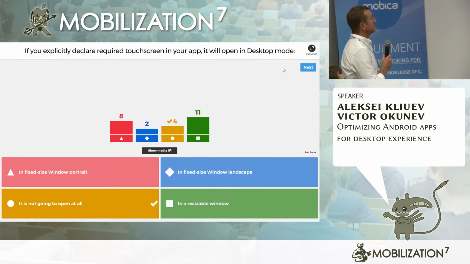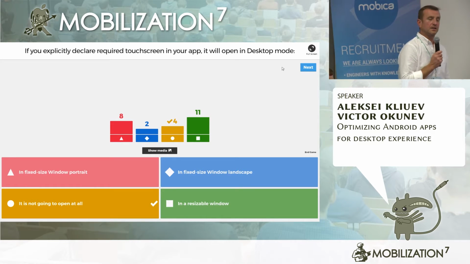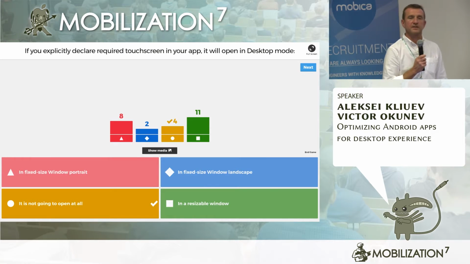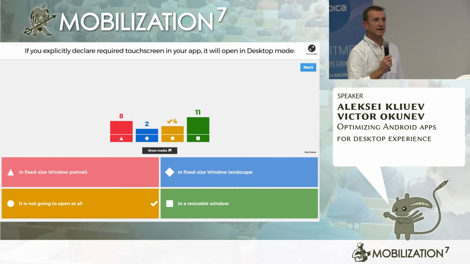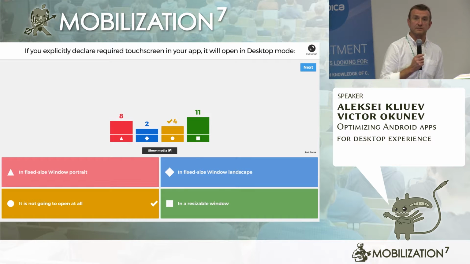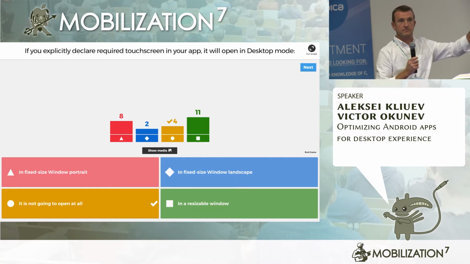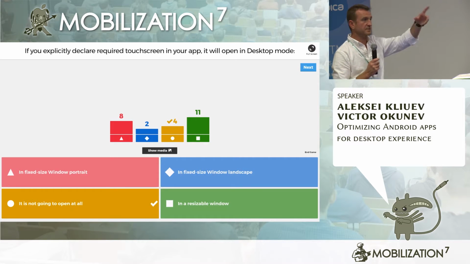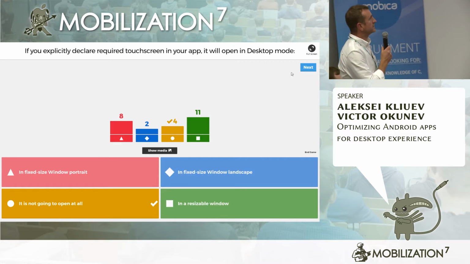So it's a bit tricky question, guys. If you explicitly state in the manifest that your app has to have touchscreen support, that app is not going to even open in desktop mode because you can't really get the touch events through the HDMI cable back to the device.